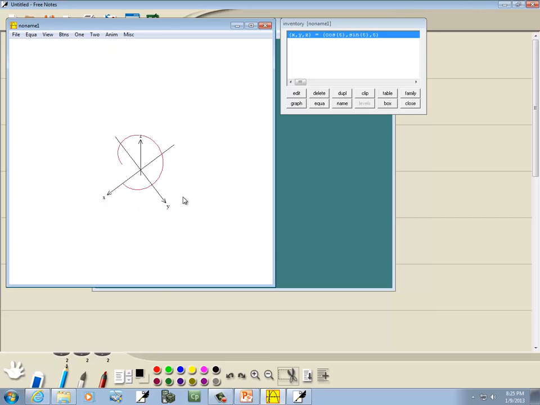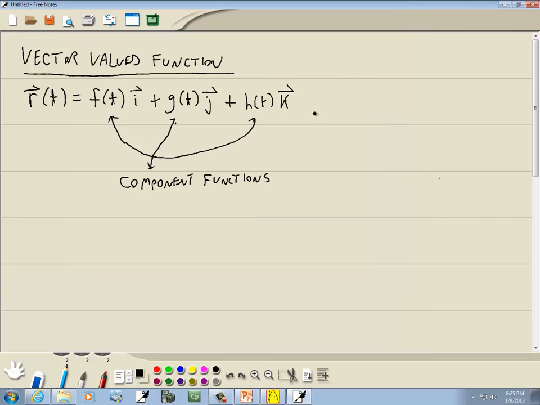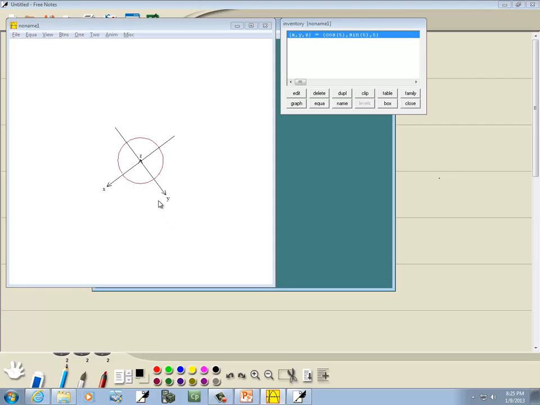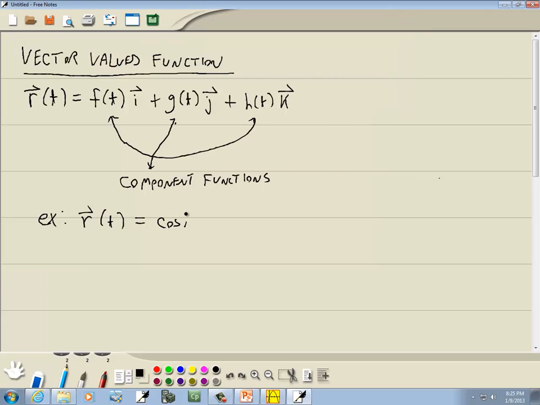Now if I look at it from this dimension, in terms of my x's and y's, we have cosine, sine, and t. What this would look like as our example over here would be cosine t i plus sine t j plus t k. That's what that graph is.